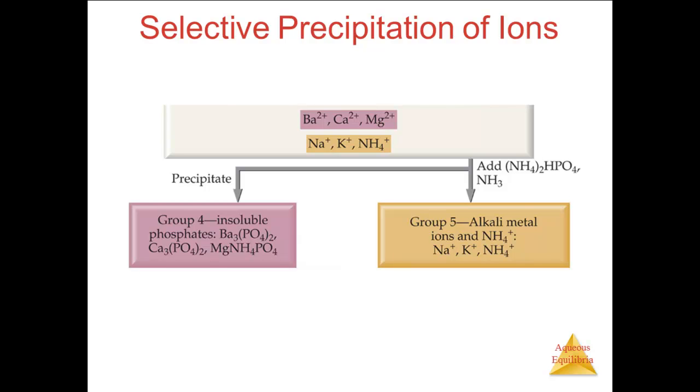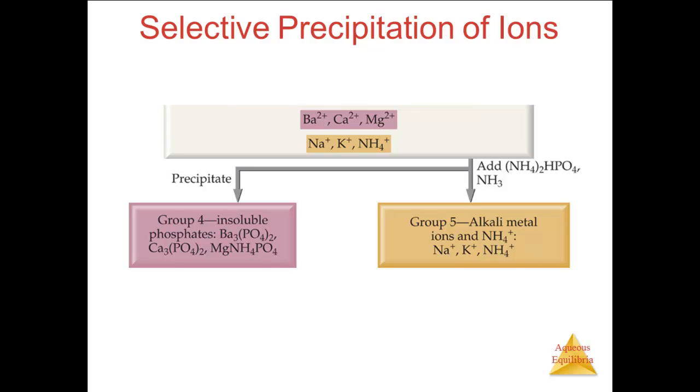Once all the sulfides have precipitated, we are left with substances that are soluble with most things. The addition of ammonia and ammonium dihydrogen phosphate allows those substances that form insoluble phosphates to precipitate, while leaving the alkali metals and the ammonium ion in solution.